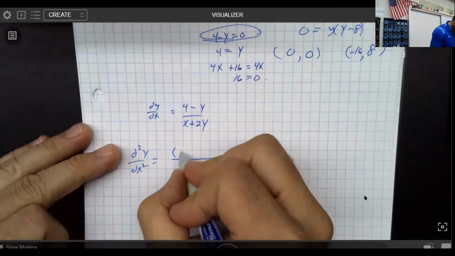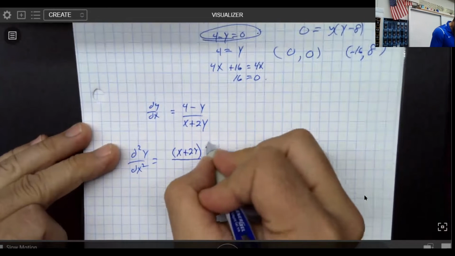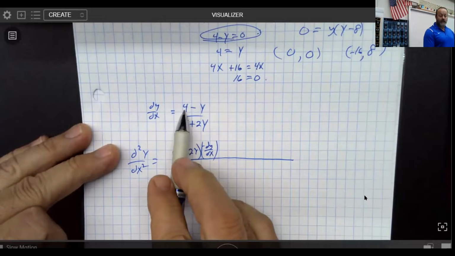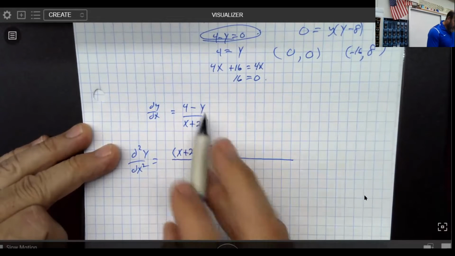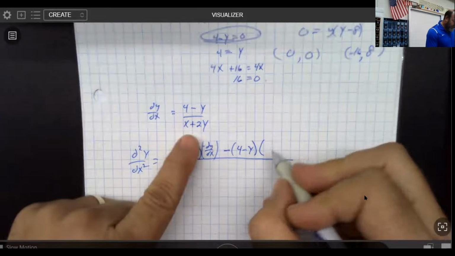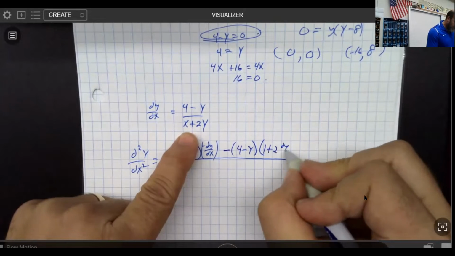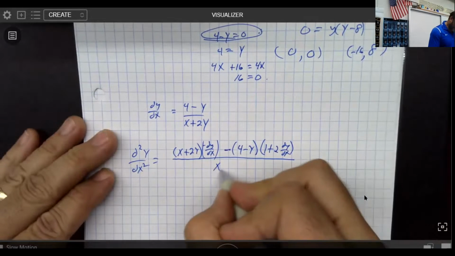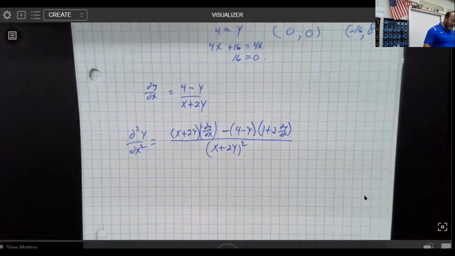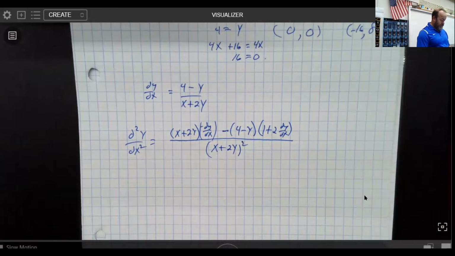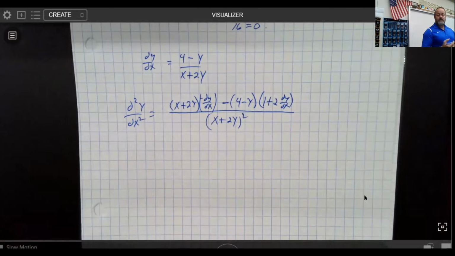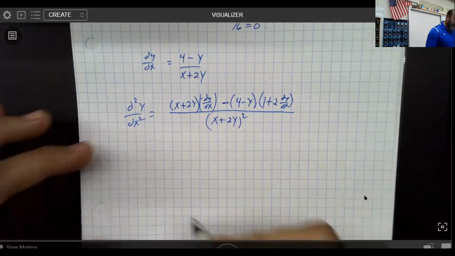So I'm going to do my low d high. So keep in mind the derivative of this is 0, the derivative of this is dy dx. Minus high d low. Now the d low is a 1 plus 2 dy dx's over the square of what's below. Now, at first glance, that doesn't look too bad, but we have a little bit of work that we need to do there. So I decided that I thought it would be beneficial for me to distribute this out so I could at least clean it up a little bit.